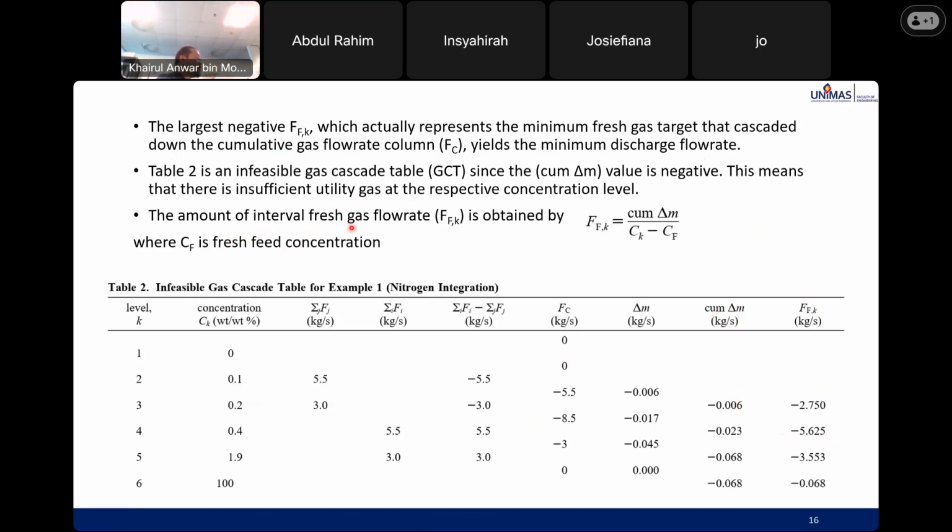The amount of interval gas flow rate FFK is obtained by cumulative delta M, this column, divided by CK. So CK is this concentration, level 2 is 0.1%, minus the fresh feed concentration. For this invisible gas cascade table, the fresh feed for nitrogen is 0%. See here, level 1.